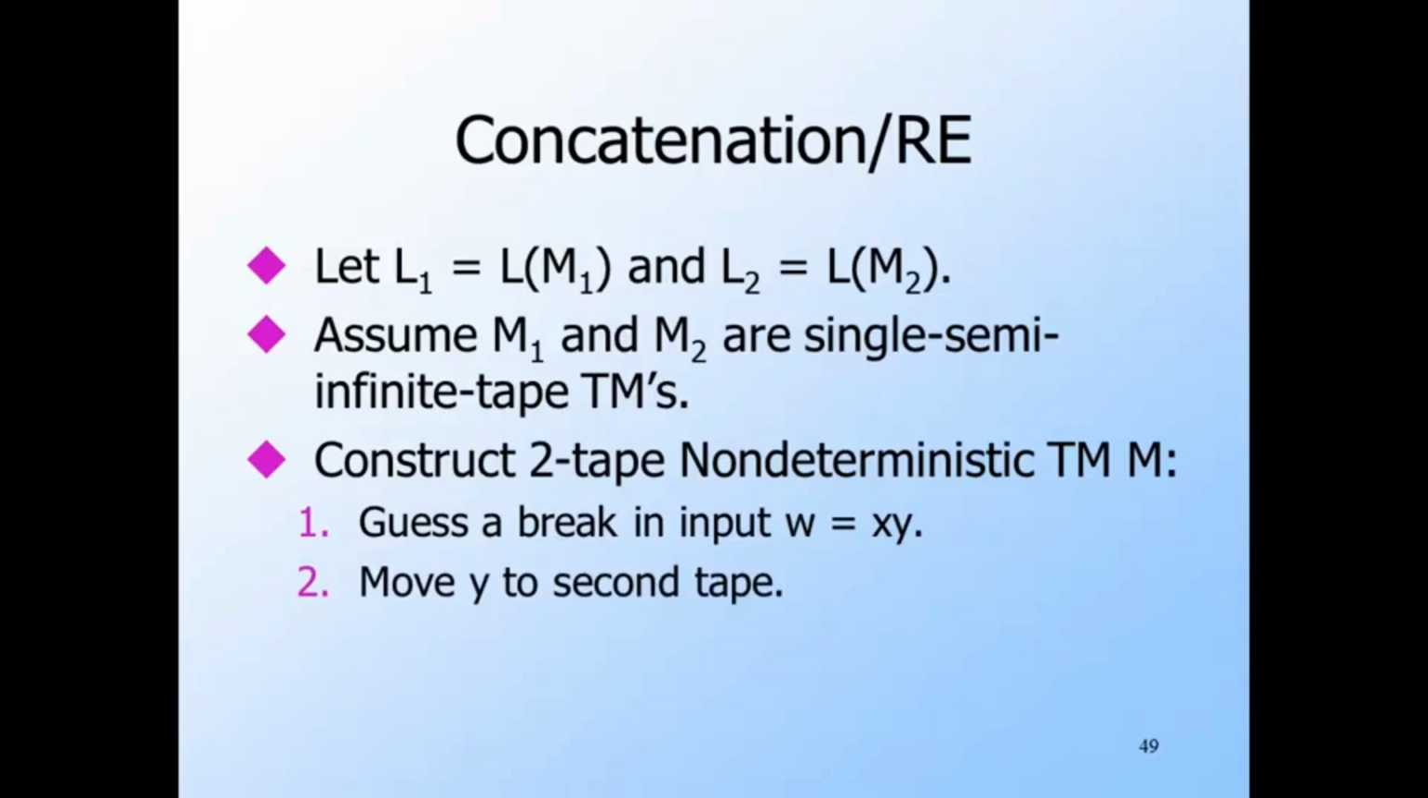M moves Y to its second tape. M simulates M1 on input X and M2 on Y. If both accept, then M accepts. Since it is non-deterministic, it will guess every possible way to break W into two pieces. So it always accepts W if W is in L1 concatenated with L2.